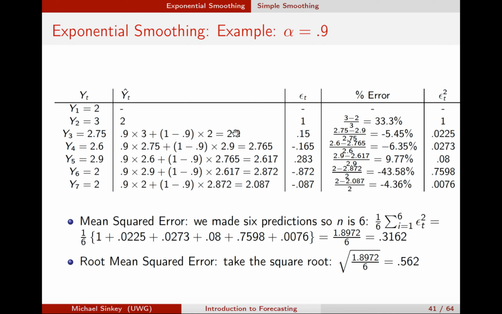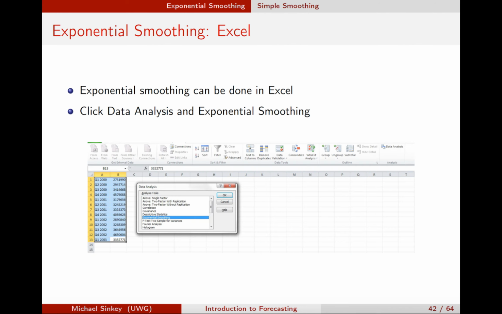But note that the 2.9 actually embeds the old data. So I have 0.9 times 2.75 plus 0.1 times 2.9. That's 2.765. And we continue to just feed down. We replace the old forecast with the newer forecast here. We replace the old data with the newer data here, and so forth. Now, to find the mean squared error, you just add up all the squared errors that you calculate and divide by 6. To find the root mean squared error, you take the square root.